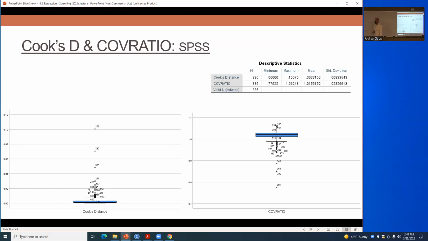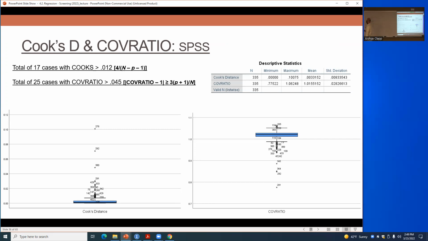So if I look at Cook's D and covariance ratio for this set, and here I'm just in SPSS plotting out box plots, I've got a total of 17 cases with Cook's exceeding my threshold, and 25 cases with covariance ratio exceeding. This is what's going to happen. Like I said, you're going to get a lot of cases that generally will fall beyond your expected values for further investigation or consideration.